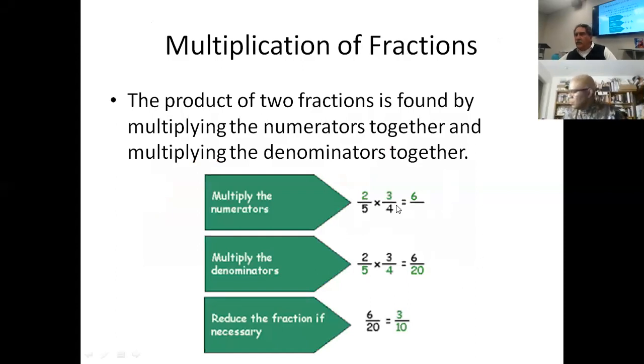When we do multiplication of fractions, if we have two fractions, just multiply the numerators and the denominators. 2 times 3 is 6, 5 times 4 is 20. You can simplify it. 6 can be simplified by 2, it becomes 3. 20 divided by 2 is 10.